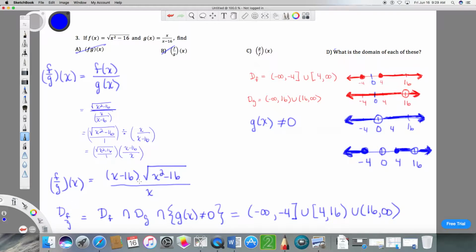We found the function itself, and then we used the domain of f, the domain of g, and we considered that we avoided this denominator g of x ever being allowed to equal 0. All right, so I'm going to erase this part.